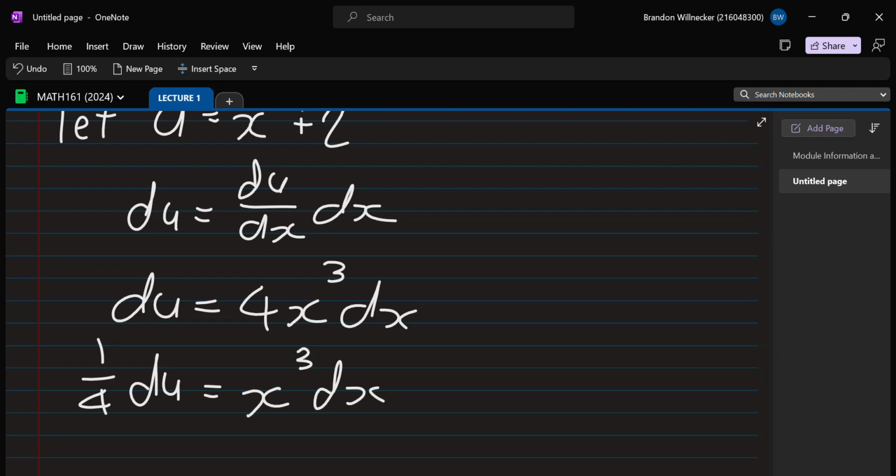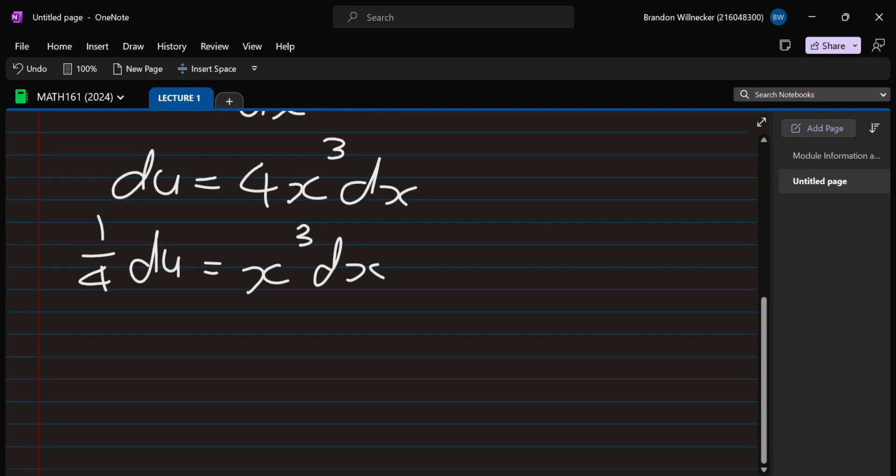Okay, so just finding du like that, we get 4x cubed dx. That doesn't help us. We want x cubed dx. That's what's in the integral. So we can just divide by 4, and now we've got our x cubed dx. That's fine.